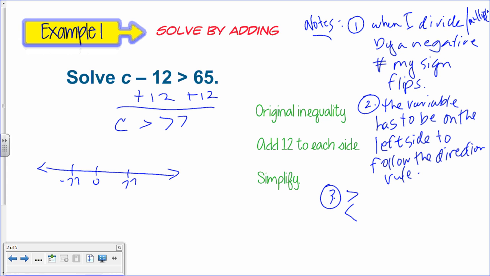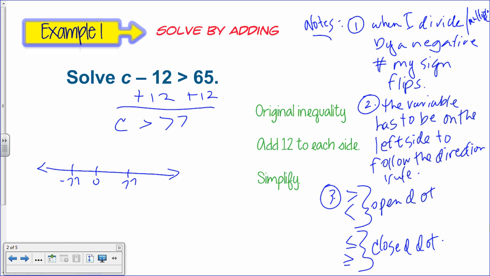Now, the third thing that we need to talk about, what kind of dot do I use to represent those? The open. Open dot for those. And then vice versa, for greater than or equal to, we use a closed dot. Okay, so is this an open dot or closed dot? On what number? 77. And I follow the direction of the inequality.